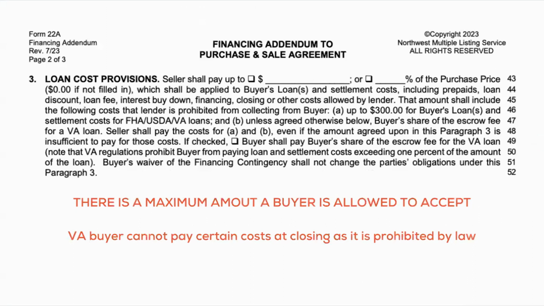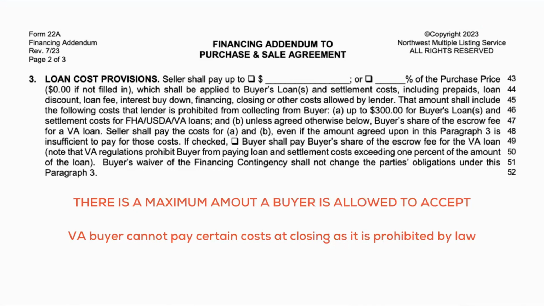Bullet point 3, loan cost provision. So these are closing costs. Now, every loan is different. Different loans allow a different amount of money to go towards the buyer's closing costs. You could put in $100,000 here. And if the buyer's loan only allows $3,000, then that's all the buyer will be allowed to put towards their closing costs. So remember, there is a maximum.